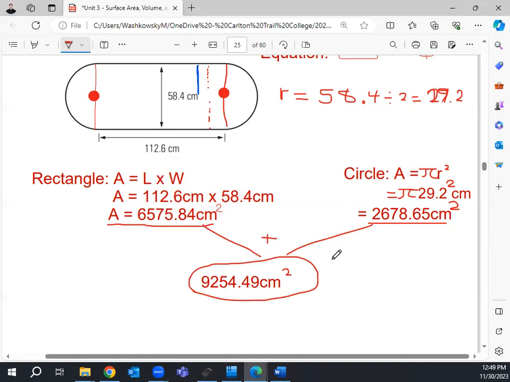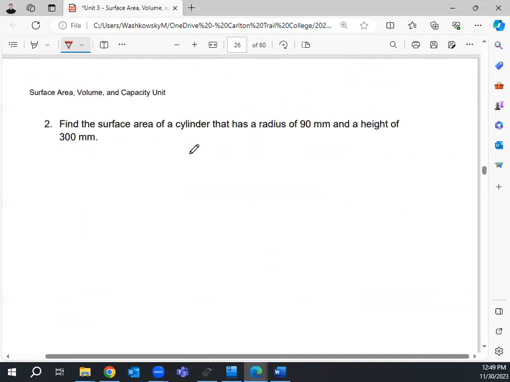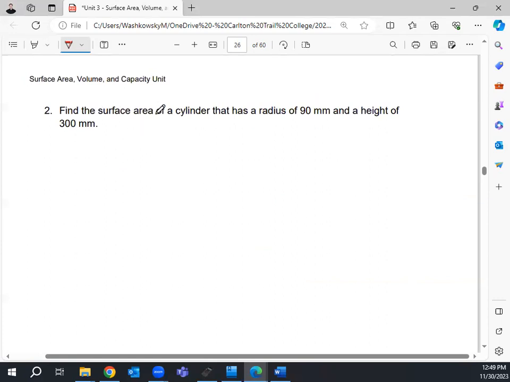Again, the hardest math we're doing is just plugging stuff into calculators here, but it's really thinking about the question. That's the hard part with this. So by going down to my next question here, I can see now what I'm doing is I'm finding the surface area of a cylinder, and that has a radius of 70 millimeters and a height of 300 millimeters. You notice that I'm underlining stuff. Maybe I'll highlight stuff. It's a good idea to do that.